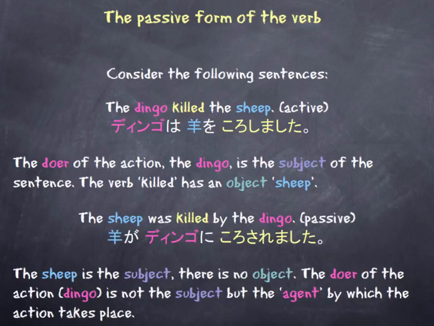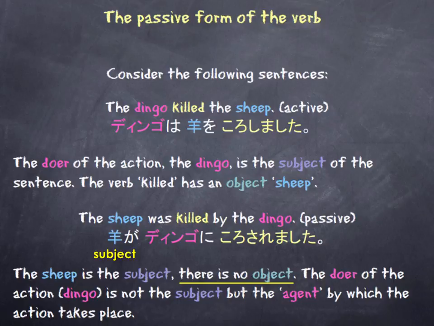In the second example, we have our sentence in passive form. The sheep was killed by the dingo. So once again, we can see here in English that we've got this word "by" inserted into our sentence, which changes our sentence from active to passive. Hitsuji ga dingo ni korosaremashita. So our verb killed is now in its passive form. So in this case, the sheep is the subject, unlike in the first example where the dingo was the subject. And in this second example, there is no object, whereas in the first example, the sheep was the object.